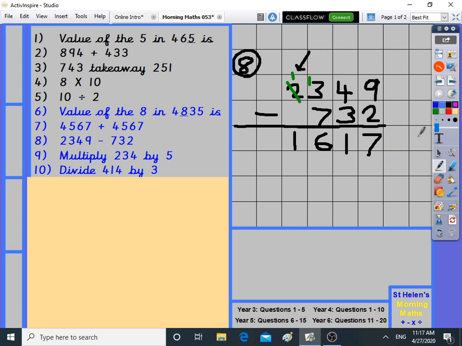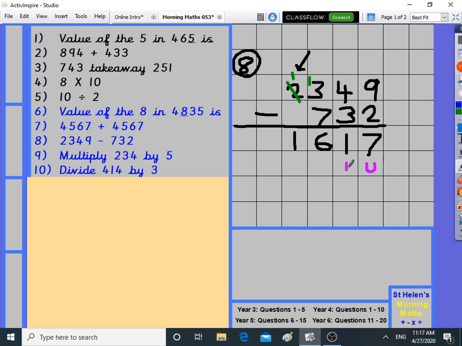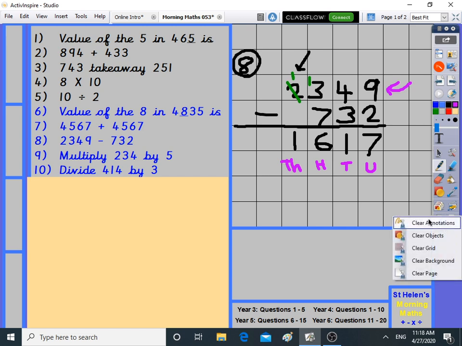I've got no room for my hats up the top, I'll put them at the bottom. Units, tens, hundreds, thousands. They're more like feet this time, aren't they? But because that 1 is in the thousands column, it's actually the most significant and the biggest digit in this whole question. Once we've finished, 1,617 is the answer, because minus makes this smaller. 1,617 is smaller than 2,349. Pause if you need to.